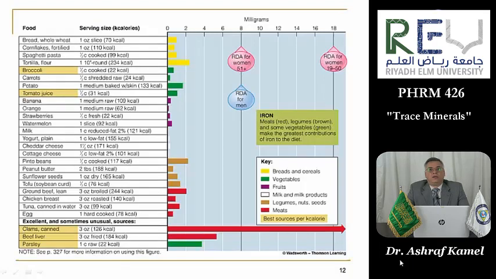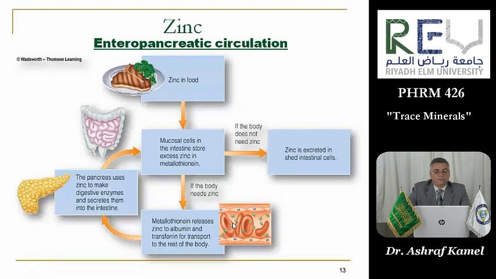Iron in food is present significantly. You can see it in the tortilla flour, enriched, in the potato, and in the pinto beans, and in the canned clams, beef liver, and parsley. These are the rich sources for iron.